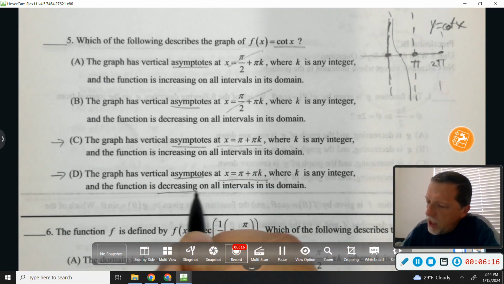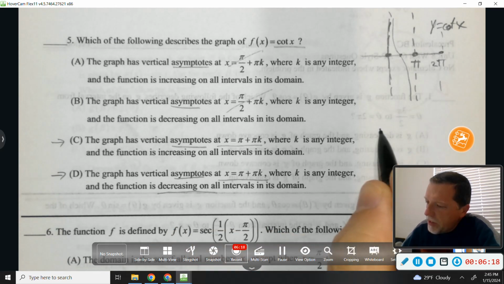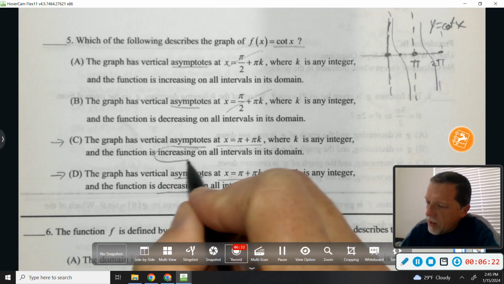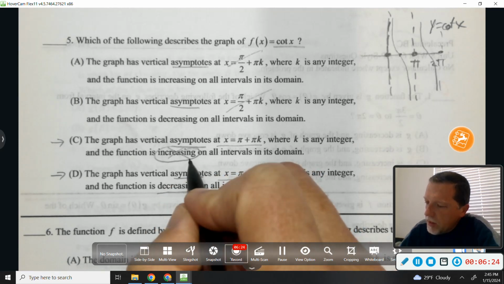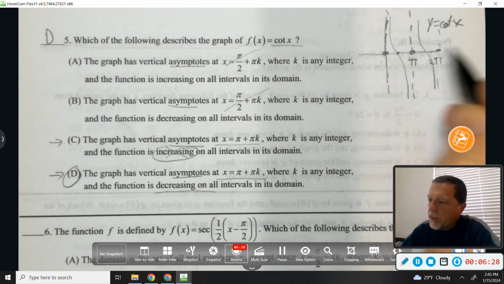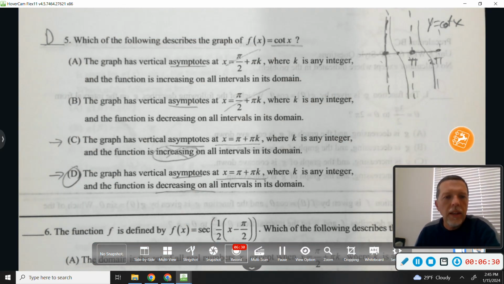Function is decreasing. Yes, that's right. Not increasing. So it's got to be answer choice D, because of the location of the asymptotes and because it's always decreasing.